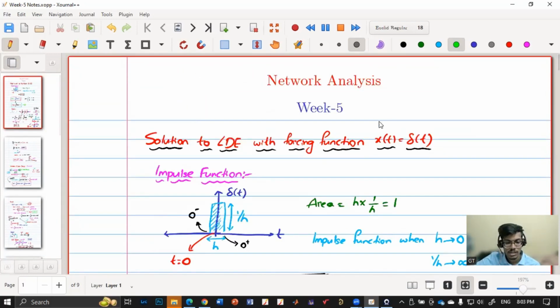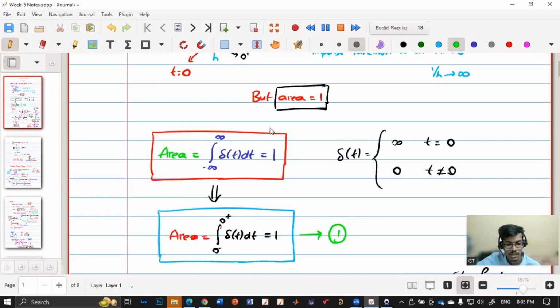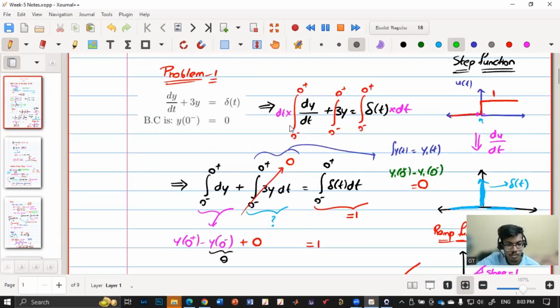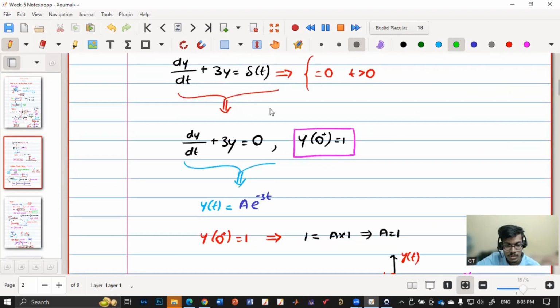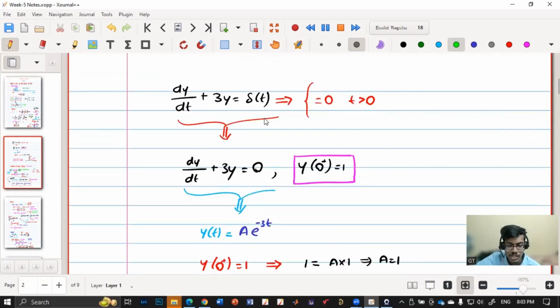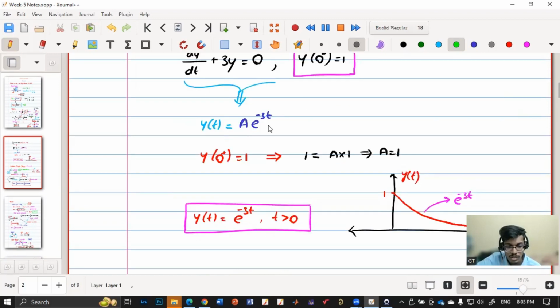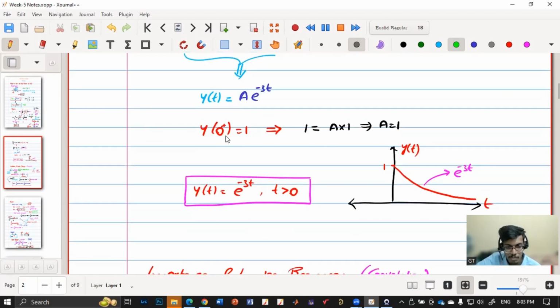I'll quickly summarize. In the beginning, we discussed the impulse function and the area of the impulse function, followed by a quick problem where we integrate from 0 minus to 0 plus. The main aim is to find the boundary condition for 0 plus. Then we convert this into a zero input condition. Then we solve for the natural solution, and using the newly obtained condition, we solve.